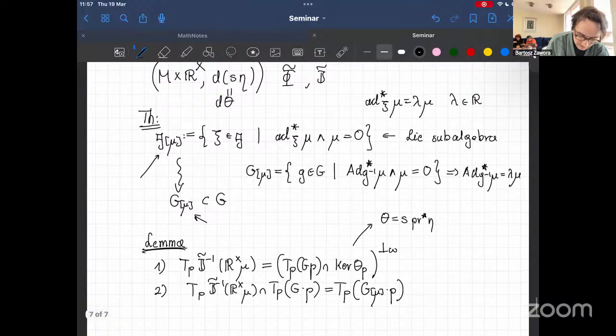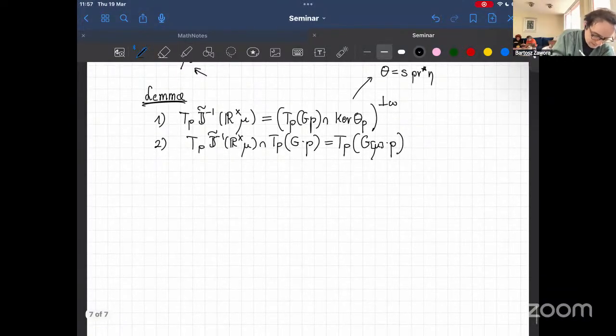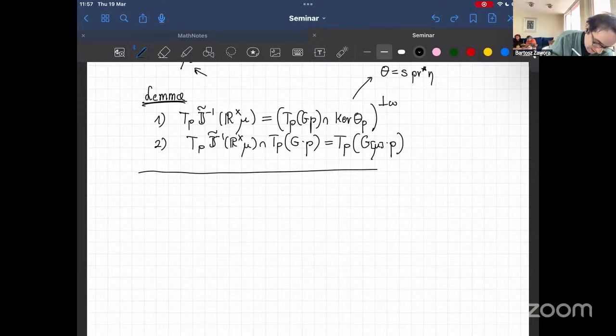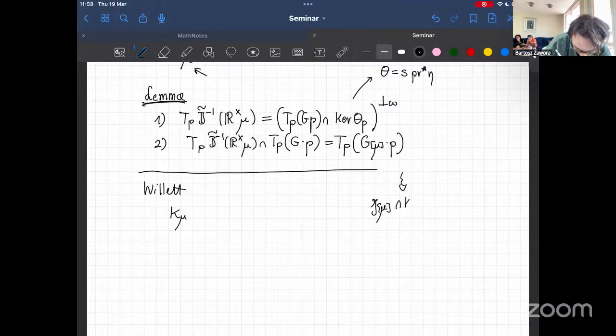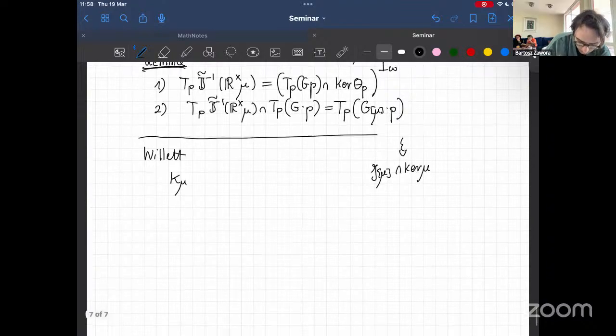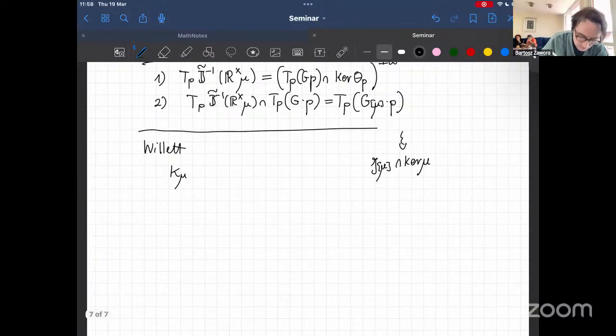Okay, and you can see that I said that the condition in Willett's reduction, we have a K mu, right? So in our case, we'll have G mu intersected with the kernel of mu, and one can show that this is also a Lie subalgebra. So we have a K mu in brackets, and this is a Lie subalgebra.